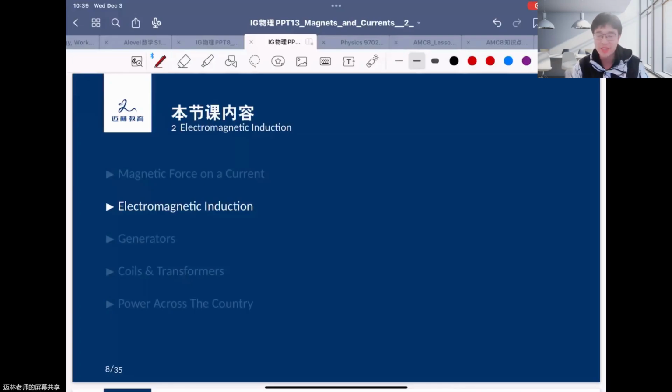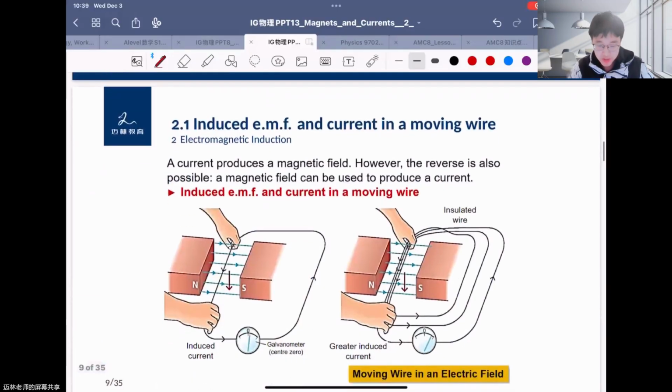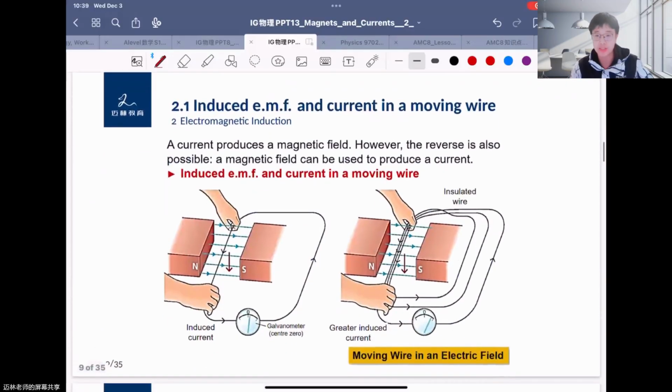Okay, hello everyone. Today our topic is electromagnetic induction. Let's move into the first part, called induced electromotive force and current in a moving wire.